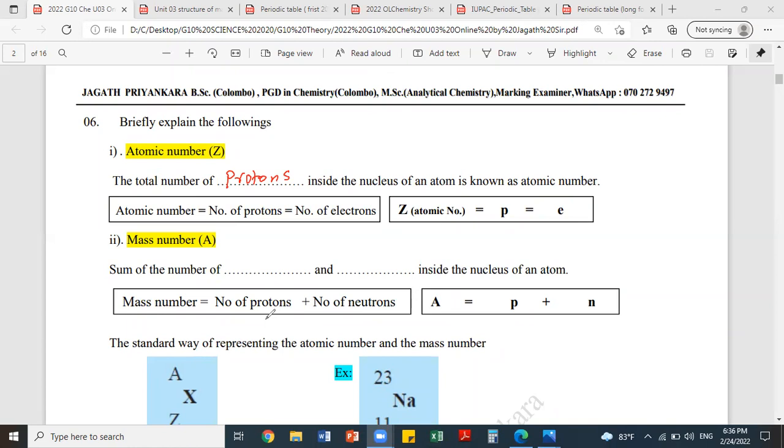So right here, number of protons, P for protons. What is the symbol for the atomic number? Capital Z. Z is the atomic number. This is the symbol of the atomic number. What is the atomic number? The number of protons inside the nucleus. Inside the nucleus, where do we find protons? Inside the nucleus. Where do we find neutrons? Inside the nucleus we find protons and neutrons both.